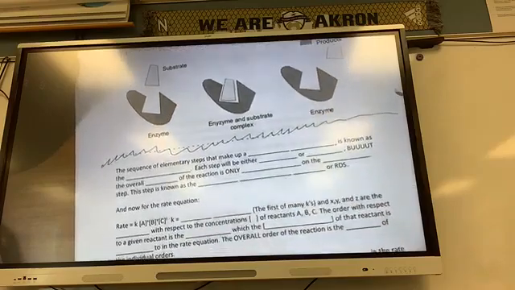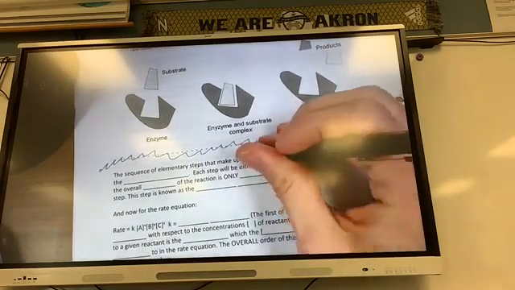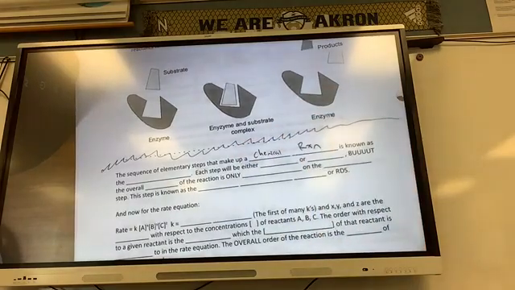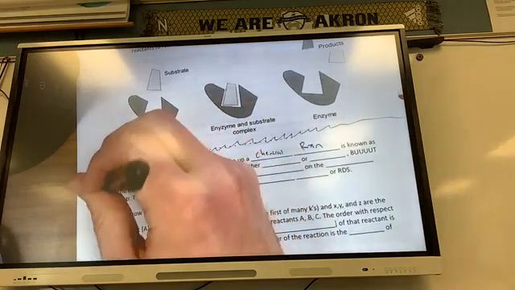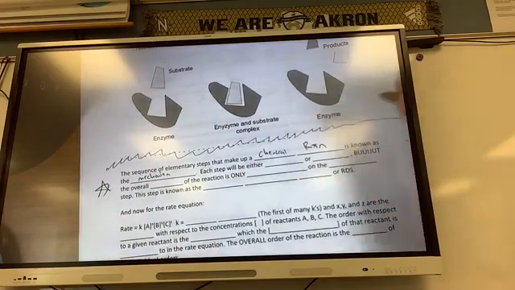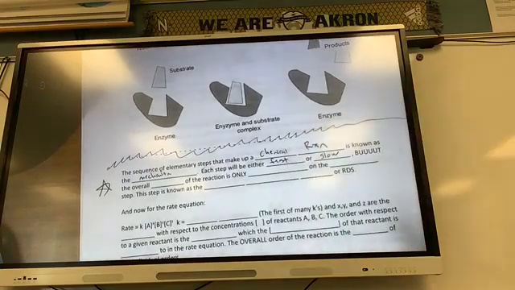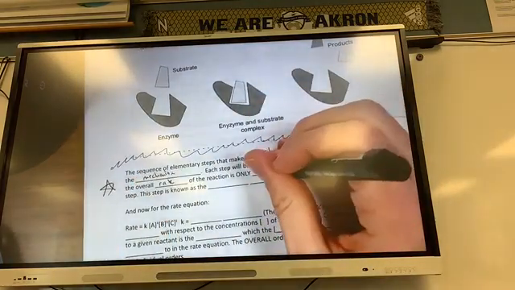That's kind of like a weird little break. We're done talking about catalysts. Okay? The sequence. So here we go. Let's get into the actual math now. The sequence of elementary steps that make up a chemical reaction is known as the mechanism. This paragraph is really important, so put a star by this paragraph. Each step will be either fast or slow. There's no medium. Okay? But the overall rate of the reaction is only dependent on the slow step.